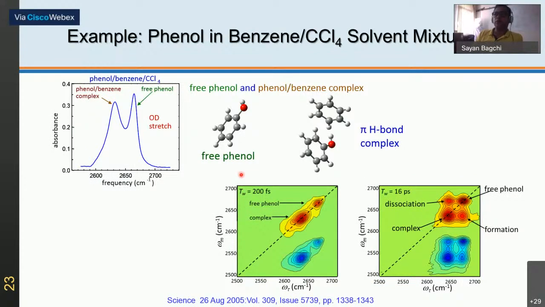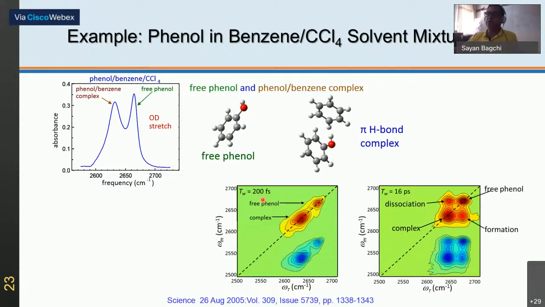Mike Fayer's group took phenol in a benzene CCl4 mixture. Phenol has an OH, which they changed to OD, because OD absorbs in this range. As we know, this phenol will have some OH-pi kind of interaction with the benzene ring. And because of the fluctuation of these molecules, the OH-pi will be going back and forth. So there'll be this transient interaction, interactions being made and broken. You can see this is the complex phenol peak, this is the free phenol peak, and this is at 200 femtoseconds.